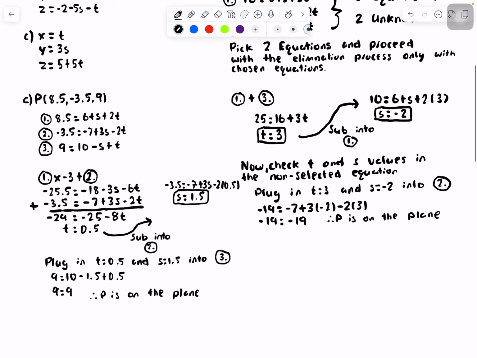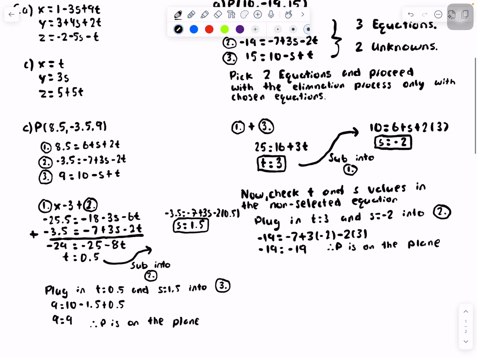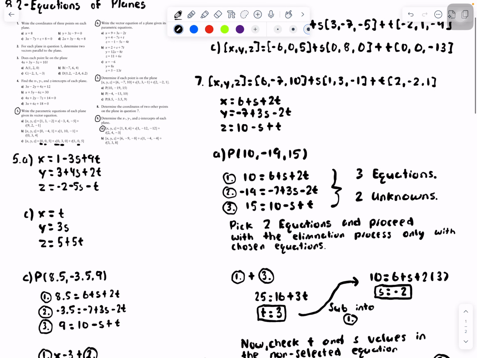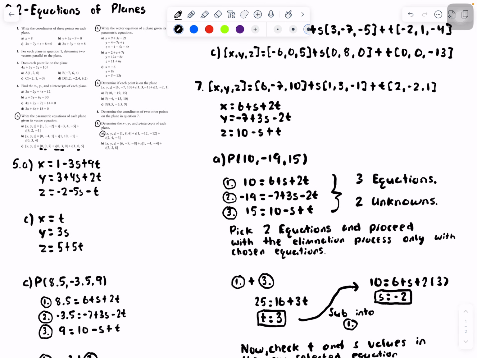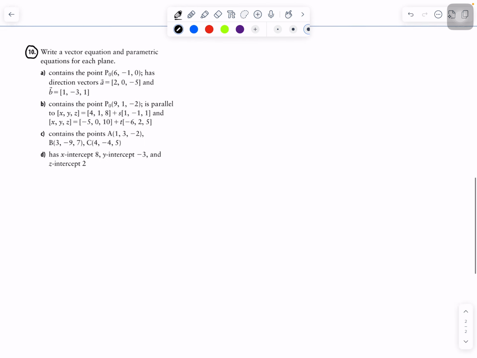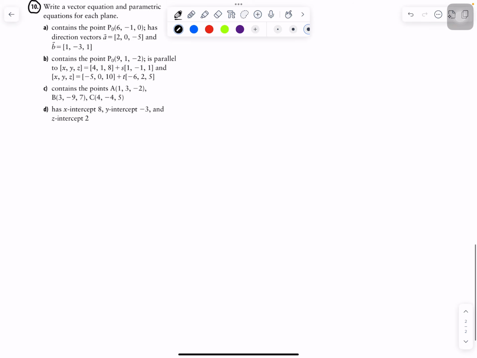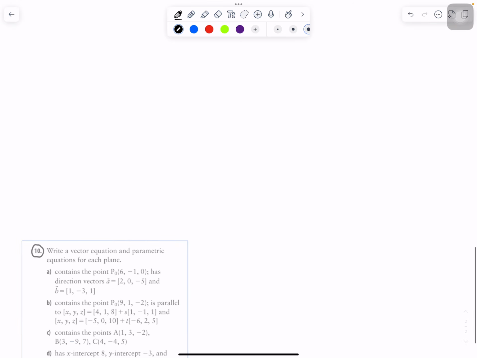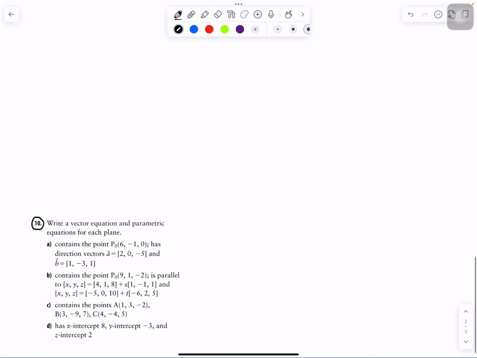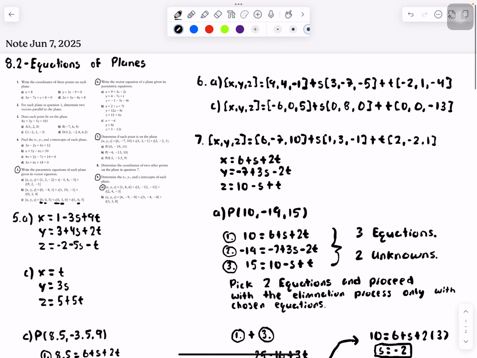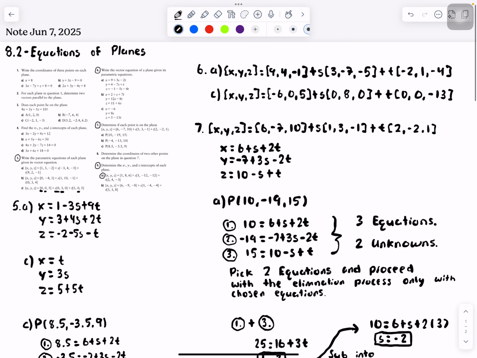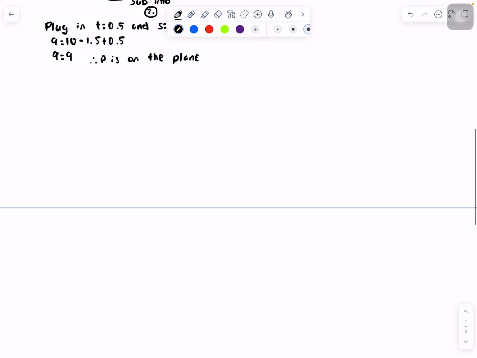Perfect. I still have some room left over. I think I will move this, which was meant for the next part of the video, down here and then solve the other problem. So determine the x, y, and z intercepts of each plane. I'm going to do problem A in this case. This is 9A. I'm going to determine the x, y, and z intercepts.